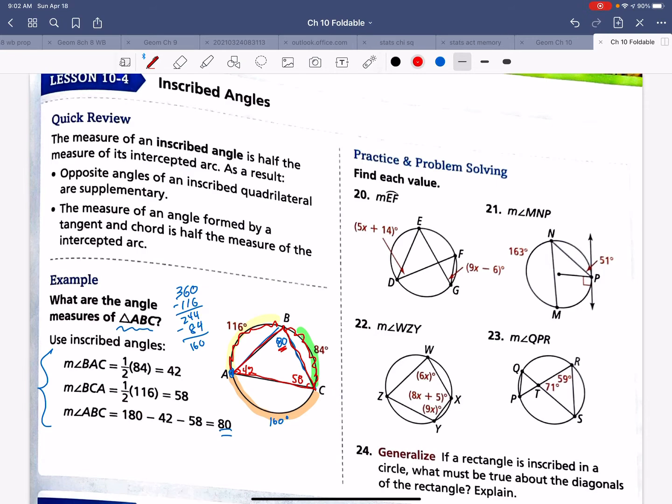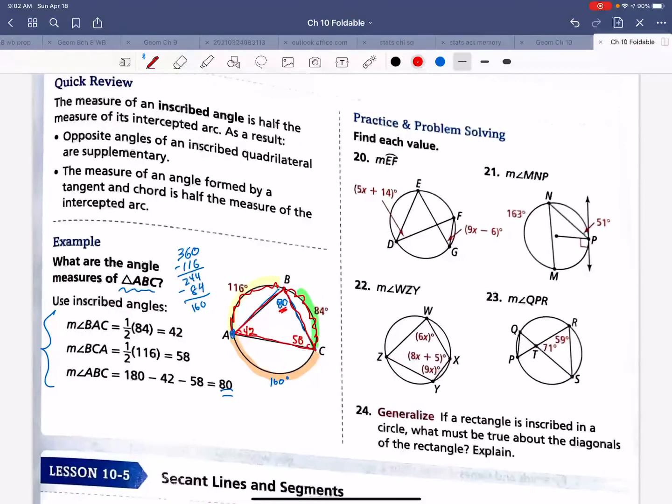So if you are watching the video and you already worked questions 20 through 24, don't erase your work. You could have used a different method, but still got the same answer as I did.